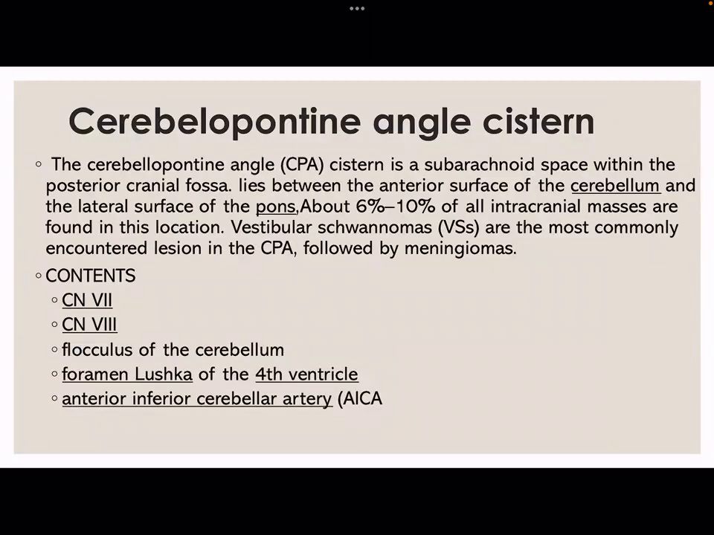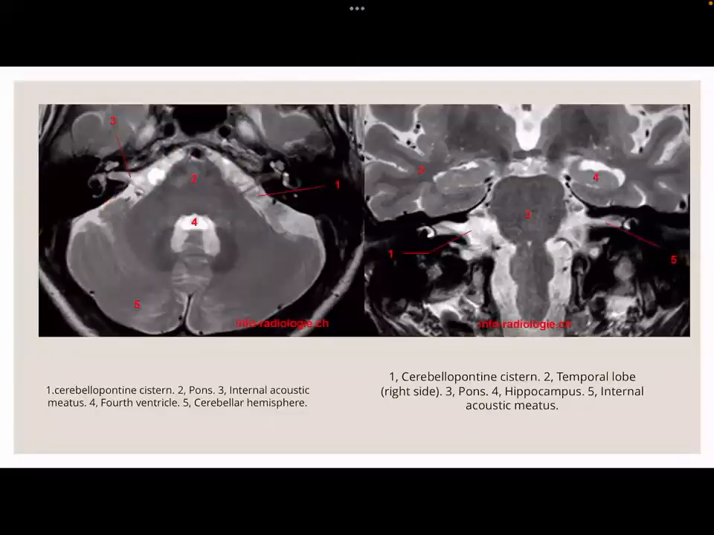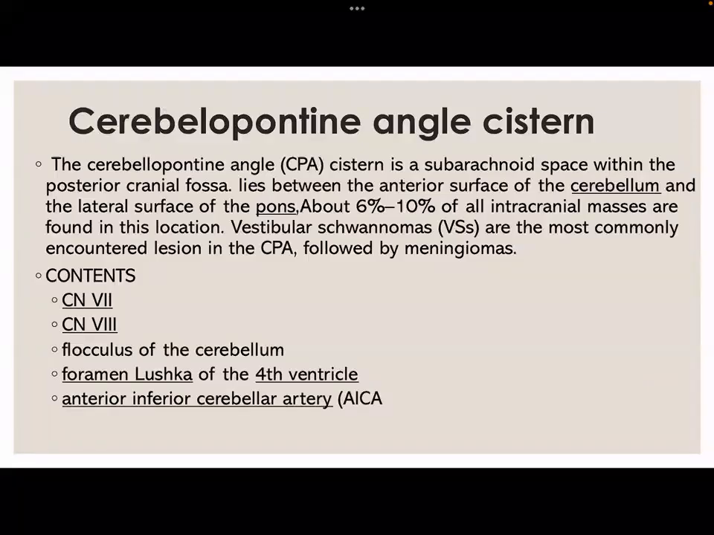The cerebellopontine angle. The cerebellopontine angle cistern is a subarachnoid space within the posterior cranial fossa. It lies between the anterior surface of the cerebellum and the lateral surface of the pons, as you can see here. About 6 to 10% of all intracranial masses are found within this location.